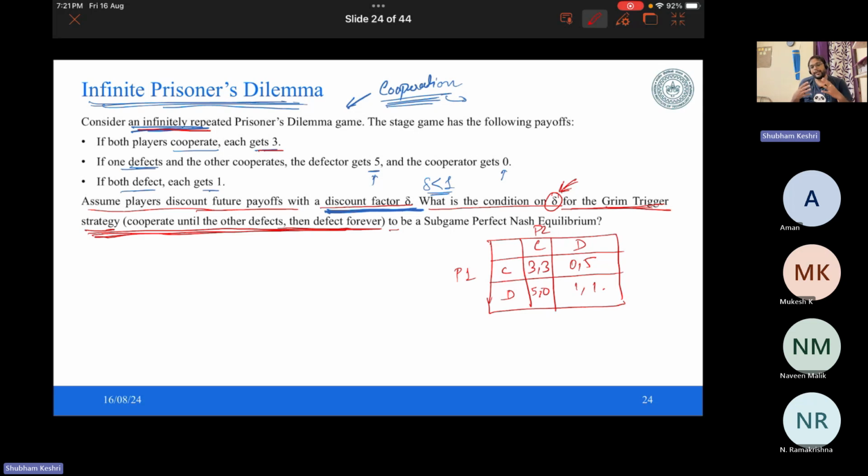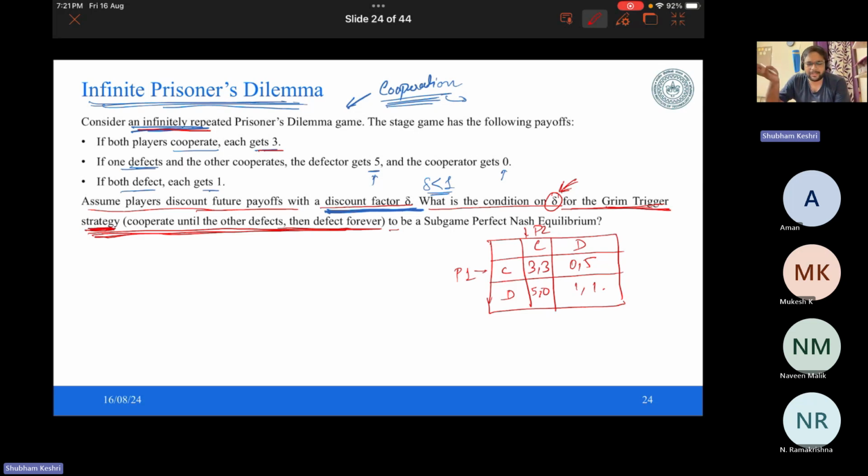It means that we are cooperating for some period of time. Both are cooperating. I will also cooperate and you will also cooperate. The strategy will be cooperate, cooperate. But if you defect, I will defect forever from the next period onwards. And the other way is also true. If I defect in this period, you will defect forever from the next period. This is what grim trigger strategy is.